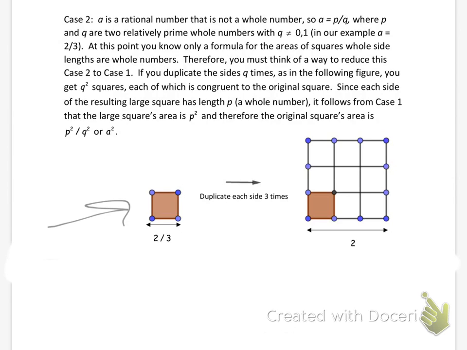Since each side of the resulting large square has a length of p, which is a whole number, it follows from case 1 that the large square's area is p squared, and therefore the original square's area is p squared over q squared, which is A squared. Okay, so they're just applying what we've learned so far. So you basically know that the area of a rectangle is length times width, no matter how you cut it. Okay, let's look very briefly at case 3.